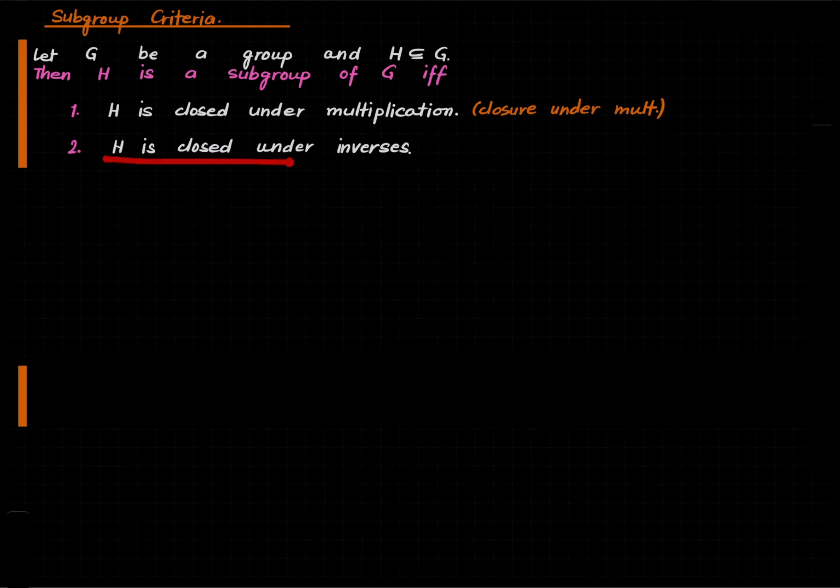That it is also closed under inverses. So we are also insisting that H is closed under inverses. So whenever we are given a subset of the group G, it is a subgroup if and only if, first of all, it is closed under multiplication, and second, it is closed under inverses. Note that here when we say closed under inverses, there is no ambiguity like there was in the previous slide. H is not a subgroup yet.